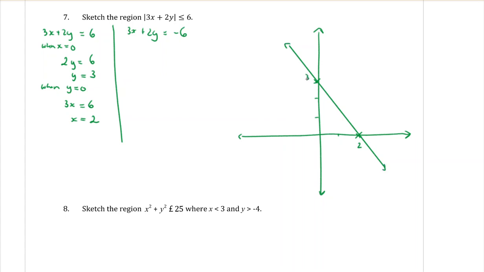Okay, so let's go back for our second one and do the same thing. When x is equal to 0, the 3x is equal to 0, so I just have 2y equals minus 6. Dividing by 2, I get y equals negative 3. And when y is equal to 0, I get 3x is equal to negative 6. Divide by 3, and I get negative 2.